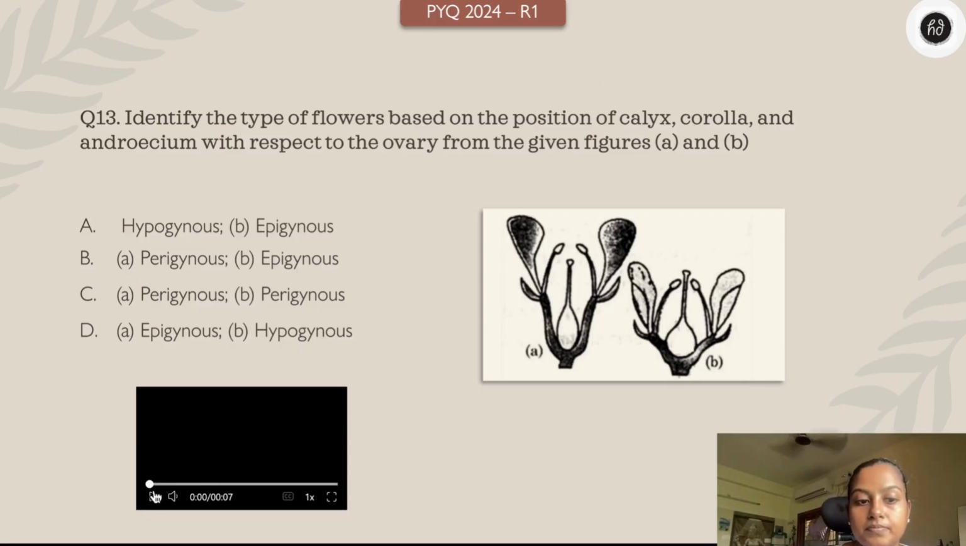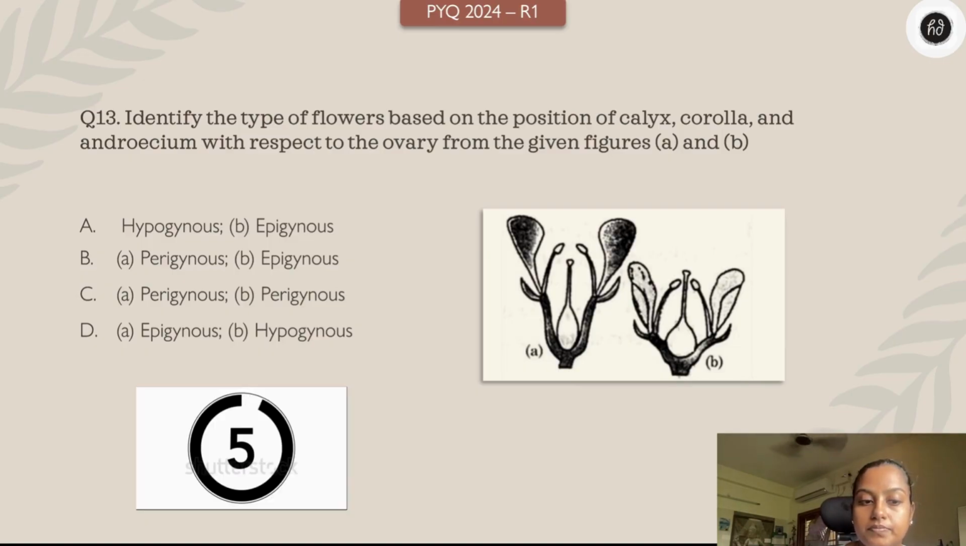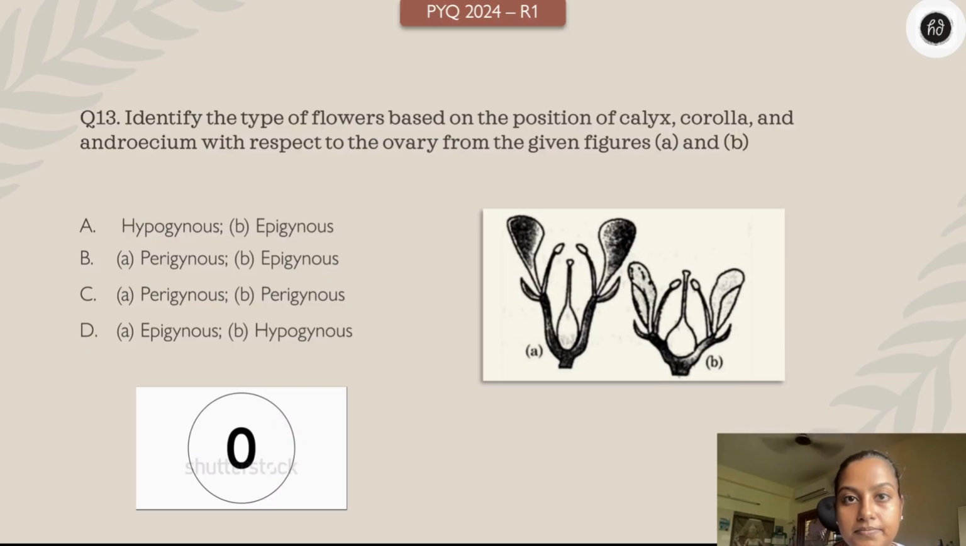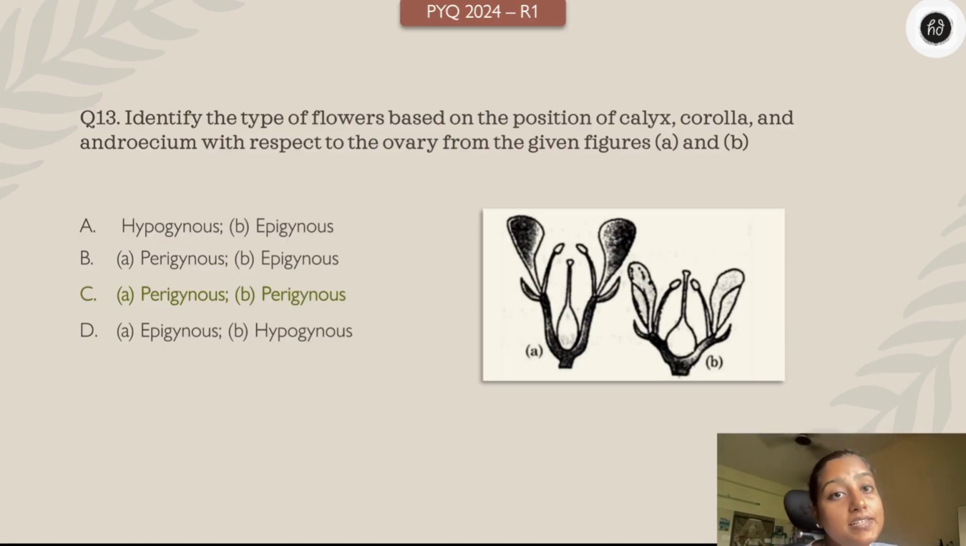Ready, everybody? Look at the picture. The picture is very clear. There is no doubt about it. So come on, pick your answer. 3, 2, 1. Your time starts now. Write down the answer fast. Great. So the answer is both are perigynous, obviously.